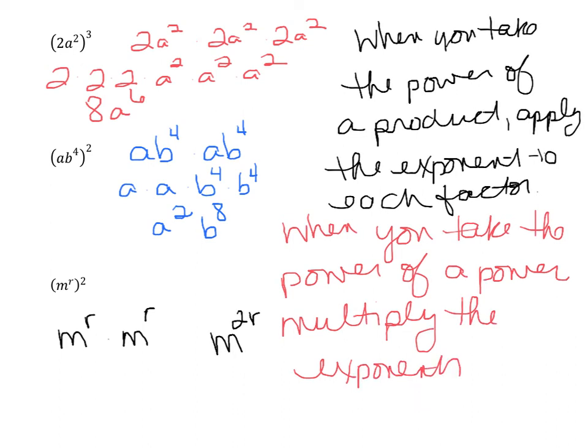What that means, if you look at this first problem, 2 to the 3rd power, 2 times 2 times 2. So you applied this exponent to the 2, and then you had a squared to the 3rd power. You multiplied 3 times 2, which is how you got a to the 6th.